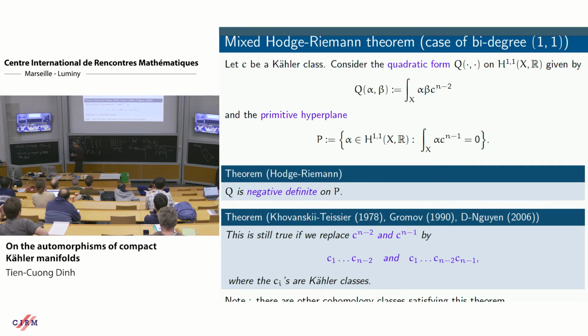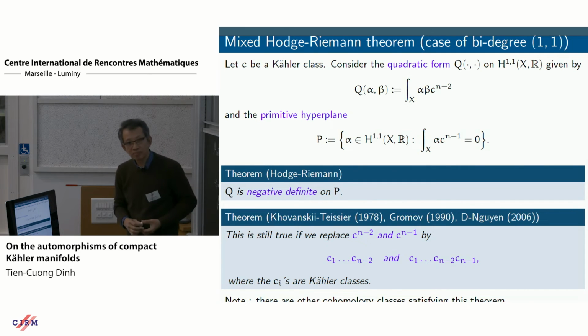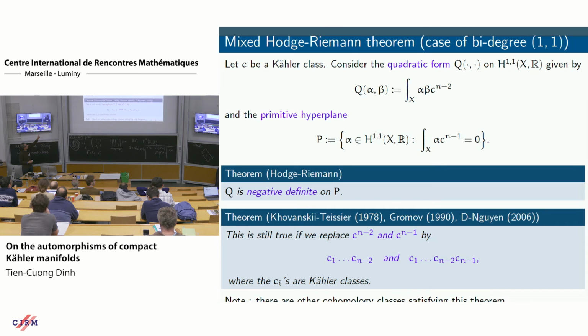So the integral of alpha wedge C^{n-1} is equal to 0, then alpha belongs to this hyperplane P. This is a hyperplane because of Poincaré duality and so on. You have this hyperplane in H^{1,1}. And the Hodge-Riemann theorem tells you that the quadratic form Q, given by Q(alpha, beta) equal to the integral of alpha beta with the same class C^{n-2}, is negative definite on this hyperplane. So this is the classical Hodge-Riemann theorem.